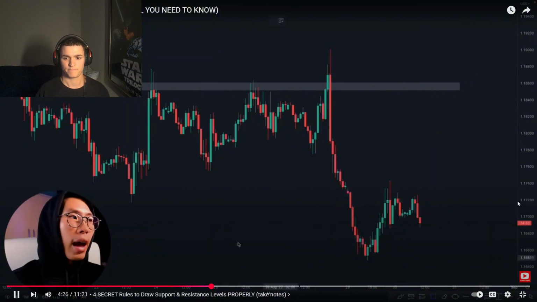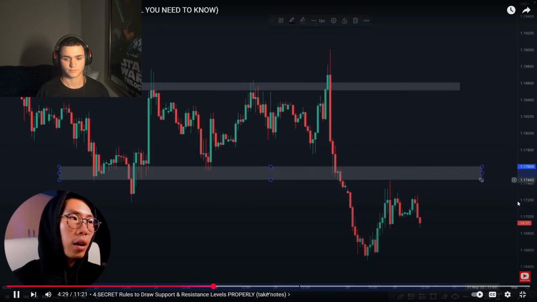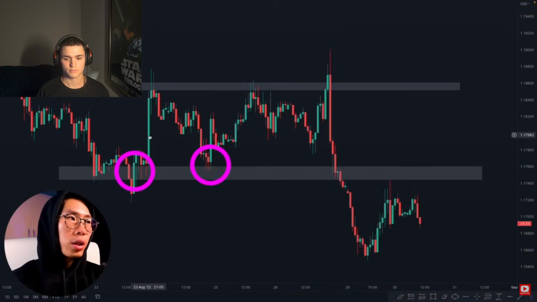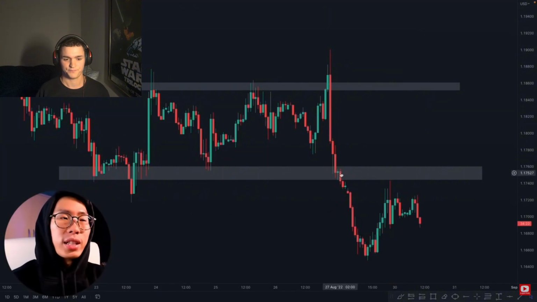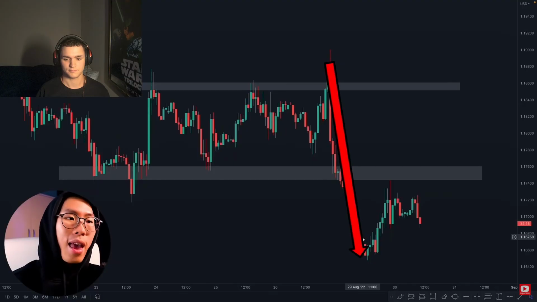Our swing high. And I can also draw another support level right here because whenever price comes back down here, it always reverses, and this just shows us that this is a very strong support level because there are multiple rejections at this level. And then at this point in time, this is when price has finally broken through our support level, and look at what price did.